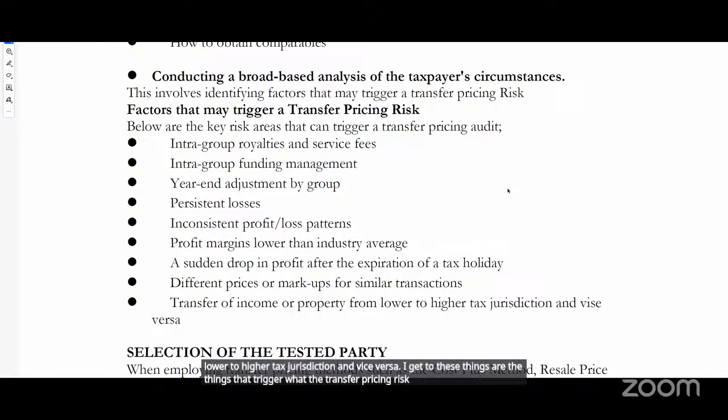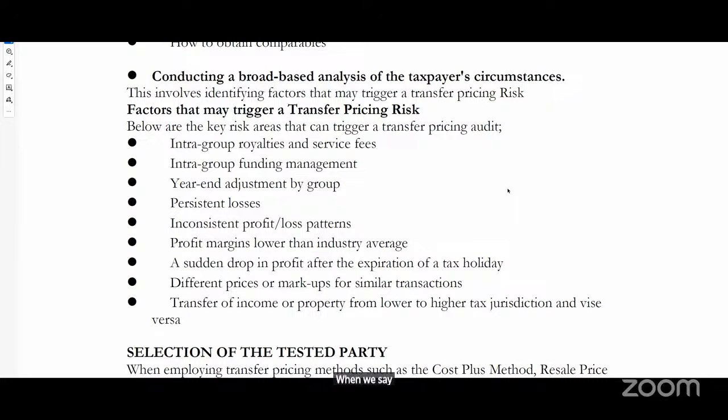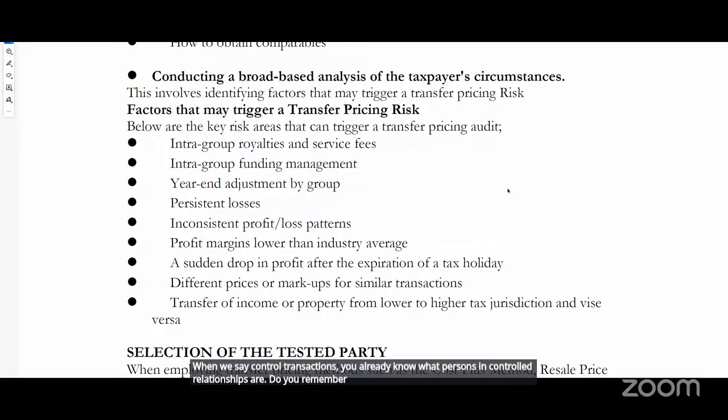Then once you're able to do that, you now identify the transactions from the scenario. When we say identify transactions, we mean identify the controlled transactions and the uncontrolled transactions. Now, this is also the weakness of students. When we say controlled transactions, you already know what persons in controlled relationships are. Do you remember the associated enterprises or the group entities? Now, any transaction among the group members is considered what? Controlled transaction. Are you getting it? Is that clear?